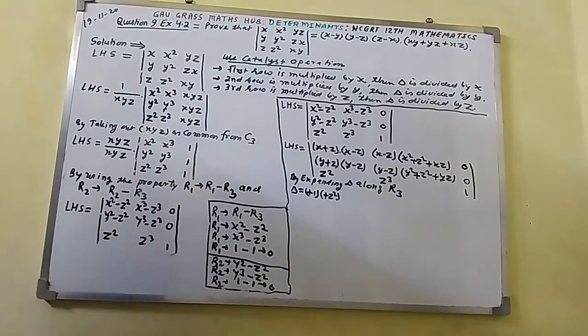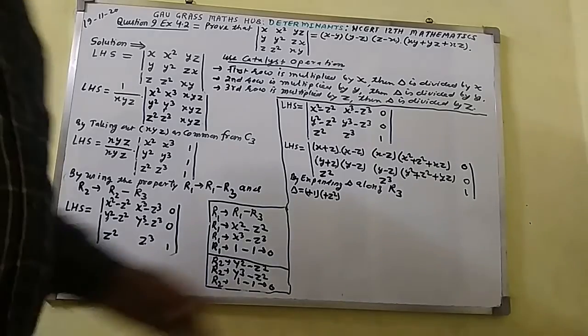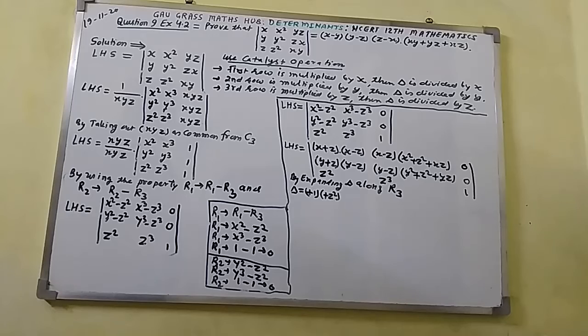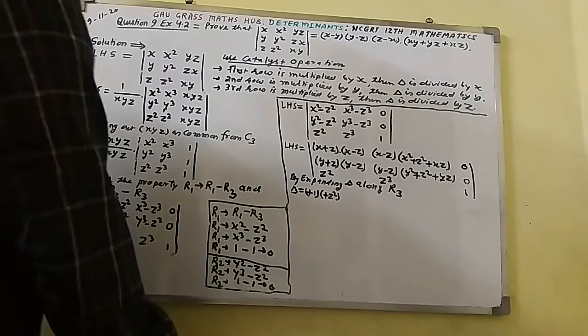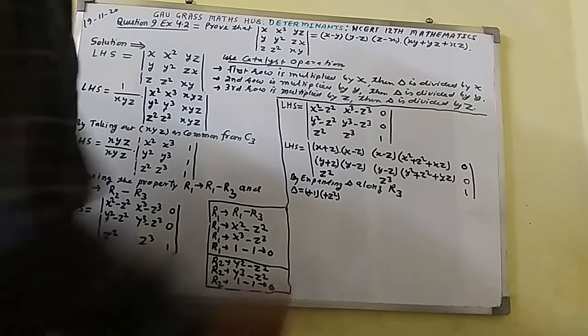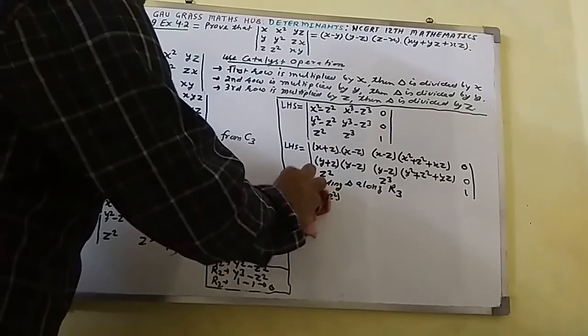And the elements of the principal diagonal will be multiplied together. First of all, why can't you take common before applying and expanding the determinant along R3? First of all, do one thing here.